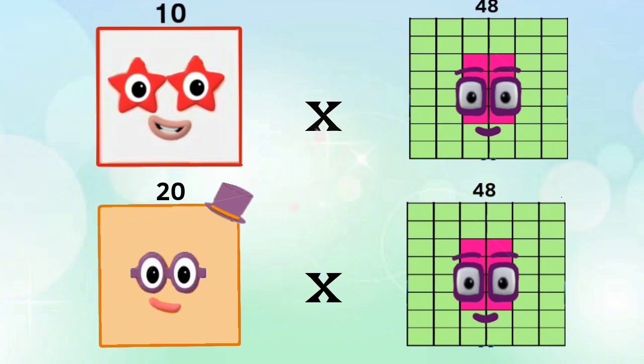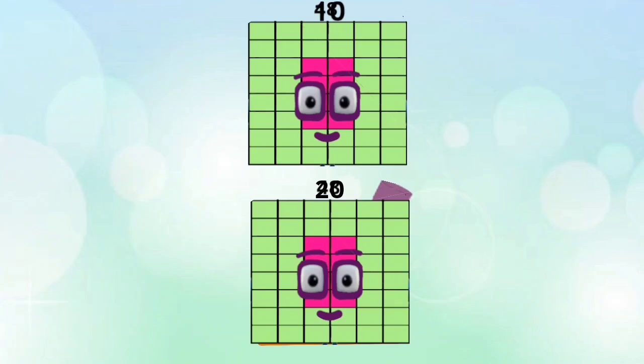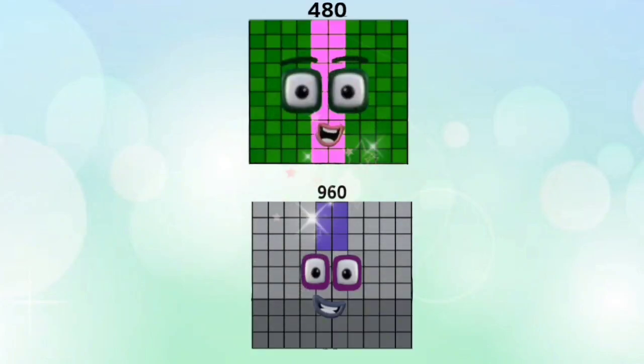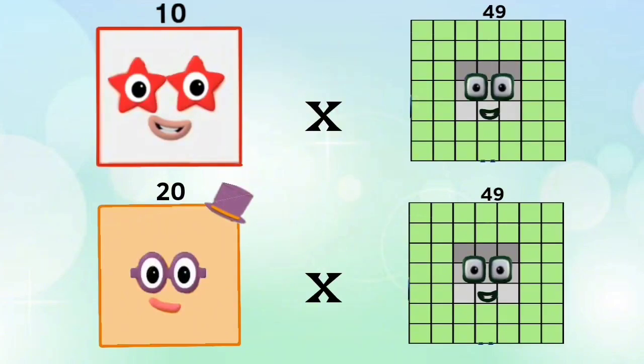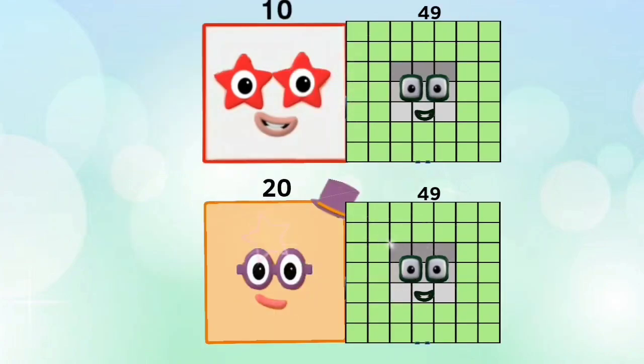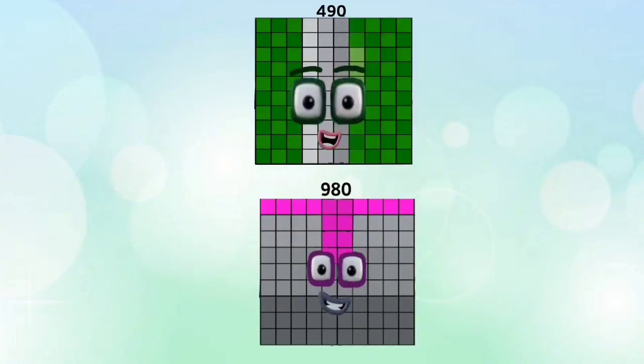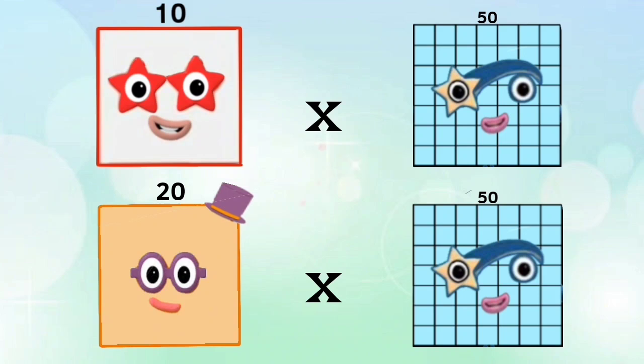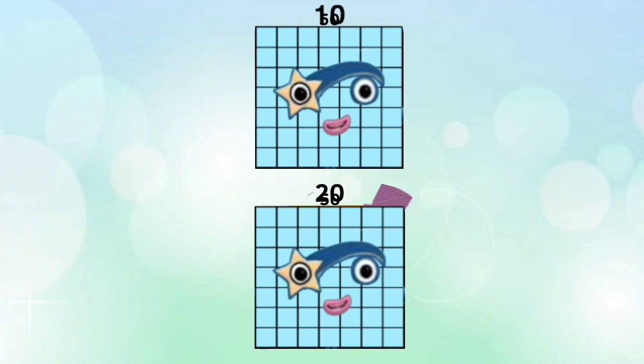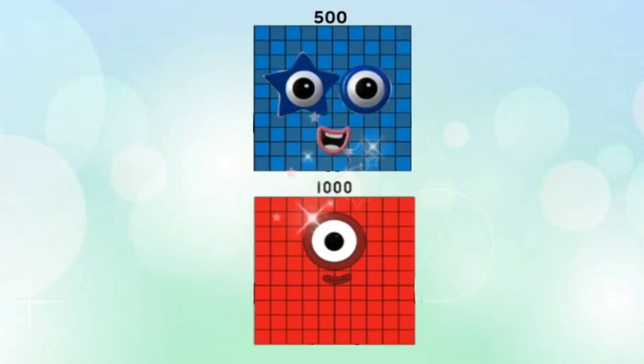10 and 20 times 48 equal 480 and 960. 10 and 20 times 49 equal 490 and 980. 10 and 20 times 50 equal 500 and 1,000.